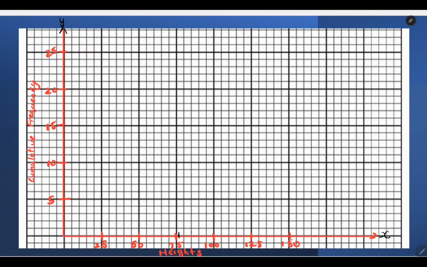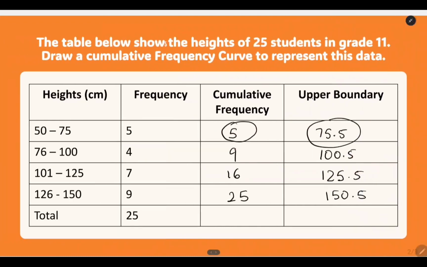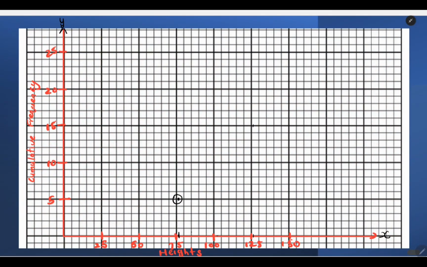And on the cumulative frequency axis, we want to go up 5. So we draw a point probably there. Let me just draw a circle so that you can see it clearly. The next one, we want to go across to 100.5 and go up 9. If here is 100, 100.5 would be somewhere like there, and 9 would be right here. Since here is 10, 9 will be 1 below.